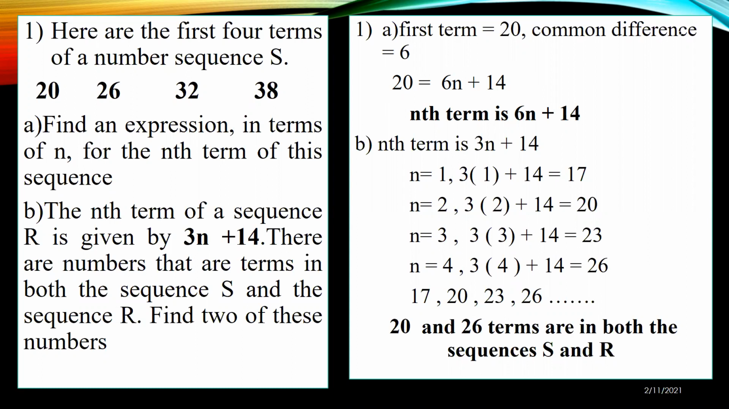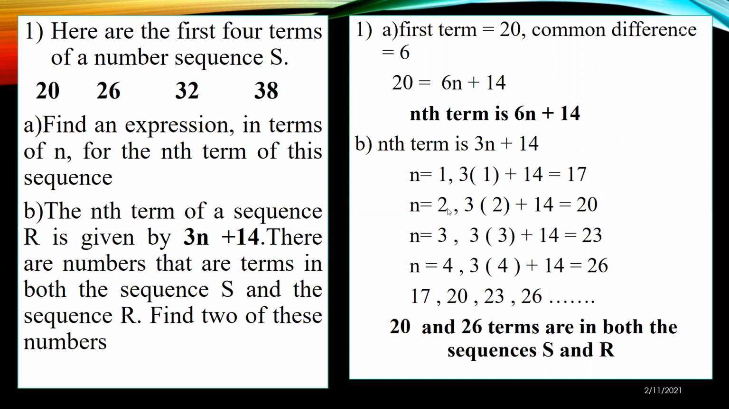The B part, they have given another sequence R as 3n plus 14. So first of all, you have to find at least 2-3 numbers of this sequence. So I'm going to find my first term. I will take n as 1. So when I take n as 1, 3 times 1 plus 14, I will get 17.